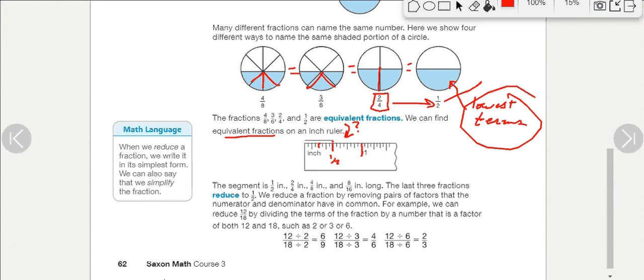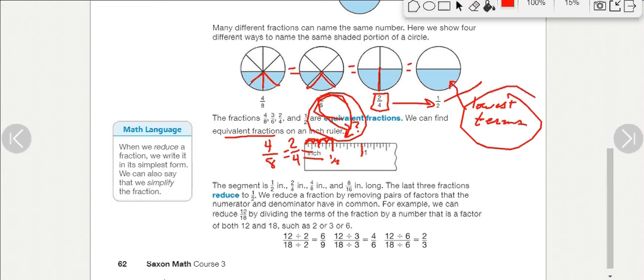Kind of confusing. But if I count 1, 2/4, and I know those are fourths because the rest of the way, it equals 4 divisions to get to 1. 2/4 is also equal to 1/2. And 4/8, 1, 2, 3, 4/8 is also equal to 2/4, which is equal to 1/2. They're all equivalent, worth the same value.